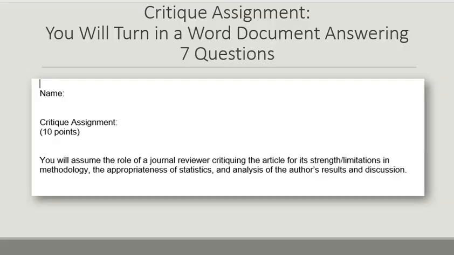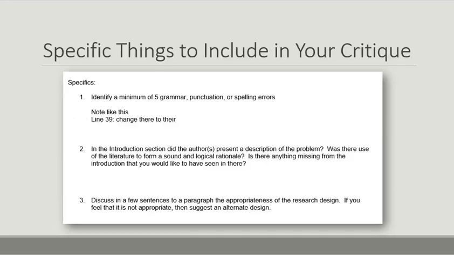So you're going to be critiquing something now. You're going to turn in a Word document answering these 7 questions. You're going to find this critique assignment in Canvas. Number 1, identify a minimum of 5 grammar, punctuation, or spelling errors. So what you'll do is say, like, line 39, change "there" to "their."